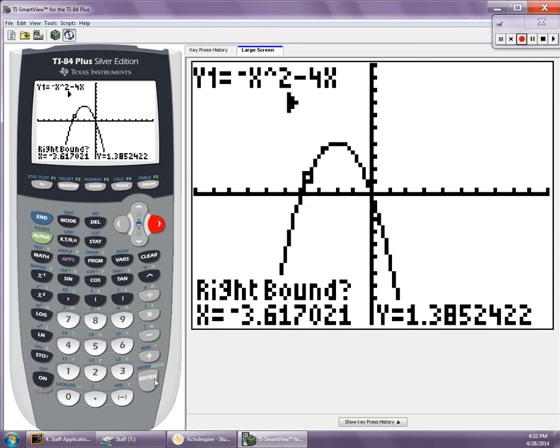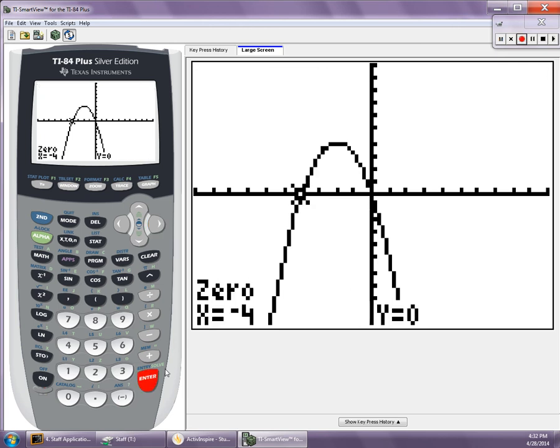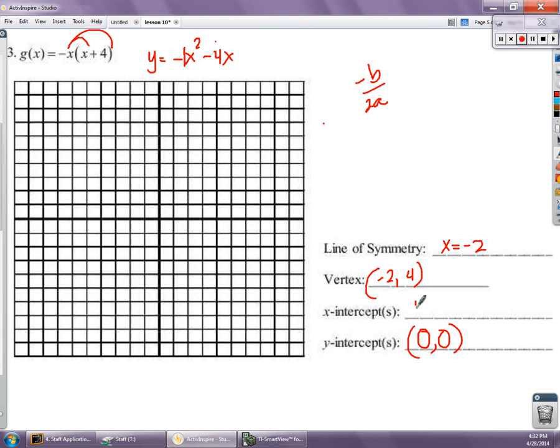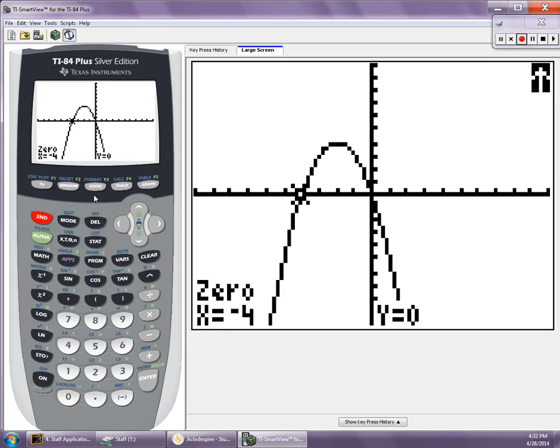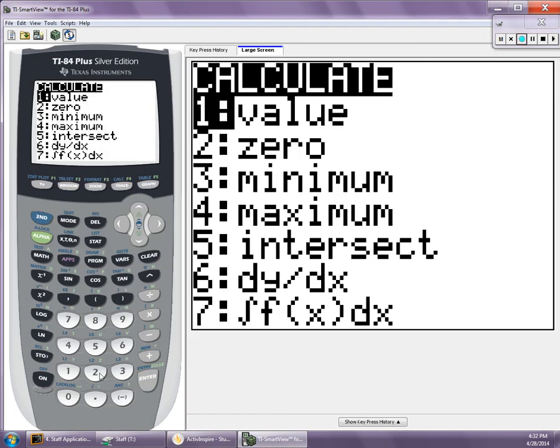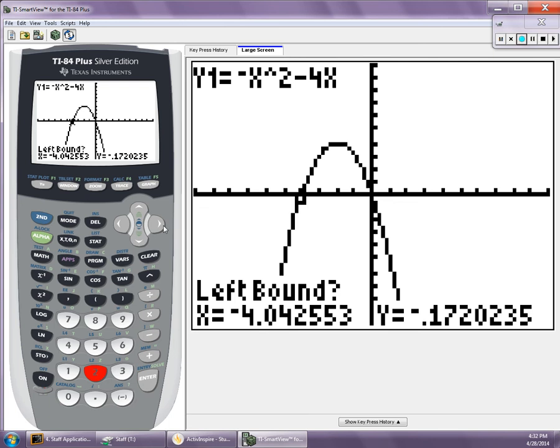Right bound is above. One of the zeros is a negative 4, 0. And go back to second calc, or second trace, 0. So we're going to go to the other one now.